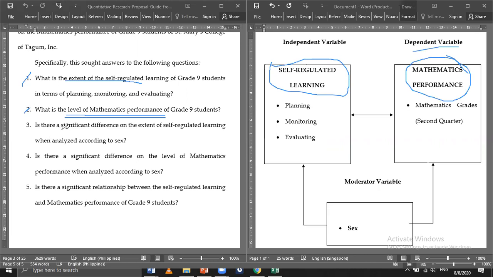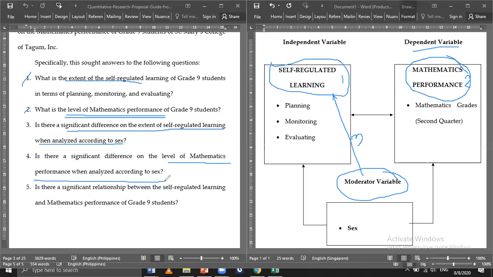Next, is there a significant difference on the extent of self-regulated learning when analyzed according to sex? She connected the independent variable to the moderator variable. So this is 1, this is 2, and the connection between the moderator variable and the independent variable is 3. Next, is there a significant difference on the level of mathematics performance when analyzed according to sex? So the connection between the moderator variable and the dependent variable is your question number 4.